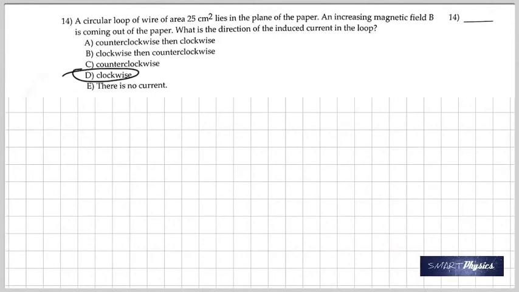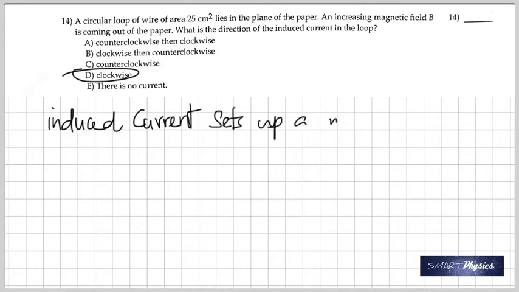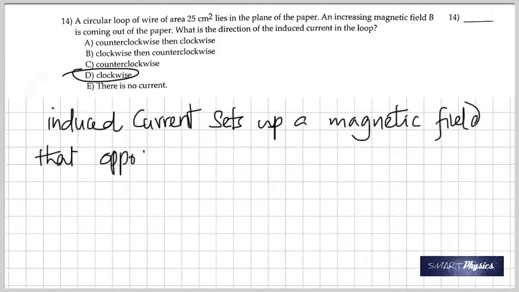This is a conceptual question. A circular loop of area 25 centimeter square lies in the plane of the paper. An increasing magnetic field B is coming out of the paper. What's the direction of the induced current? Okay, so induced current has to be clockwise because the induced current has to set up a magnetic field that opposes the change in field that produces it. And what's happening to the field here?